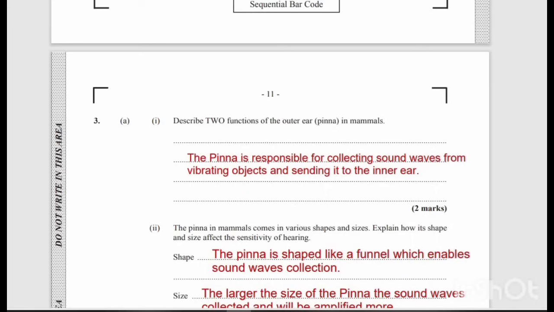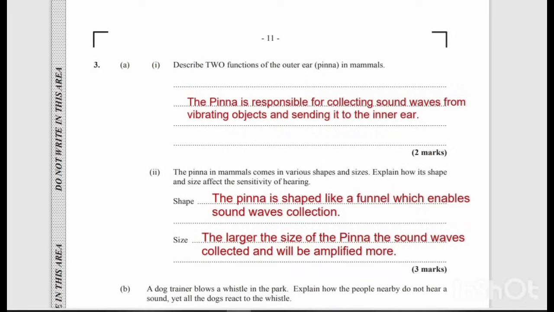The next part of the question says the pinna in mammals comes in various shapes and sizes. Explain how its shape and size affect the sensitivity of hearing. Now the pinna, when we're looking at the shape, it's shaped like a funnel, which enables sound waves collection. If you pay attention to the shape of your pinna, the outside is wider, but as you go further it gets a little bit more narrow. This helps with collecting sound waves.